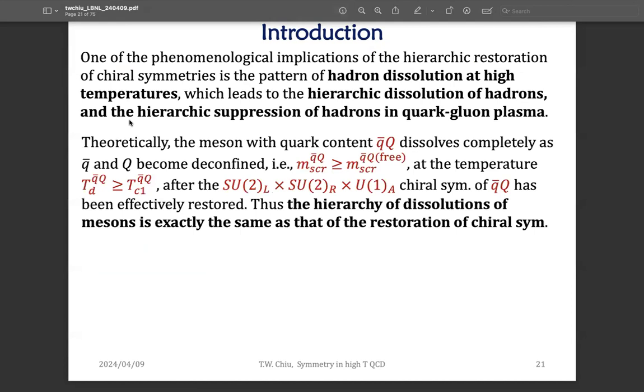Theoretically, the meson with quark content Q-bar Q, with different quarks or the same quark, whatever, dissolves completely when the Q-bar and Q become deconfined. When you say dissolve, I mean the color confinement, deconfinement. Yes, color deconfinement, exactly. And that's in QCD only, without any other interaction.